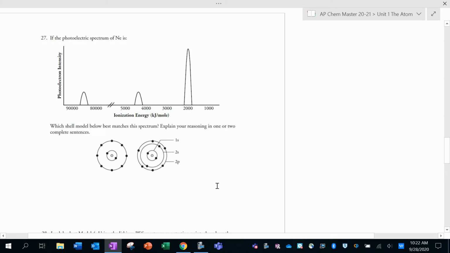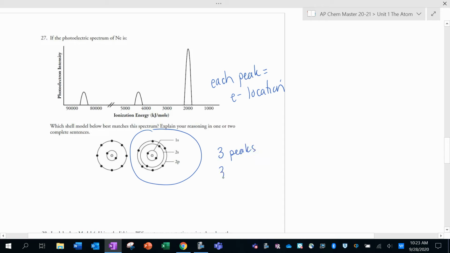Actually, one quick thing for 27, the takeaway with question 27 is that each peak represents a possible electron location. So notice in here we have 3 peaks, and that corresponds with the 3 subshells. So another way you can think about a photoelectron spectrum, it's also a piece of evidence that tells us that these shells are actually broken down into subshells. Because we see different peaks, that means there must be 3 different locations where the electrons might exist.